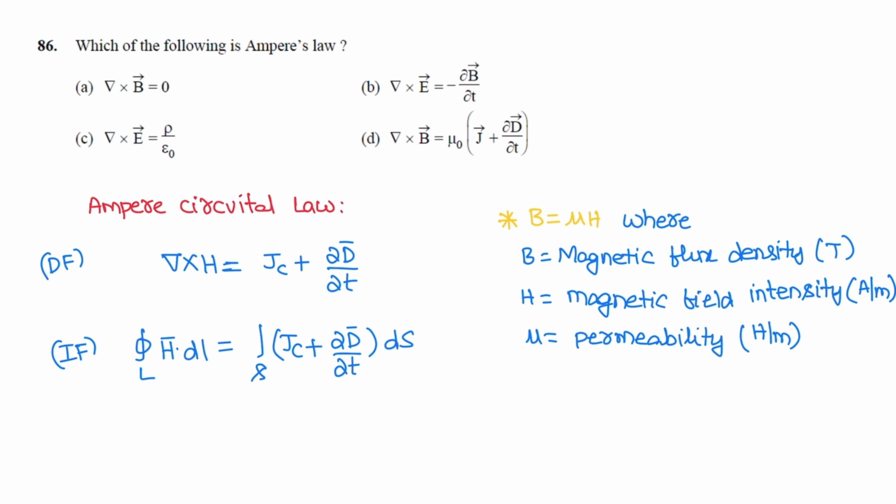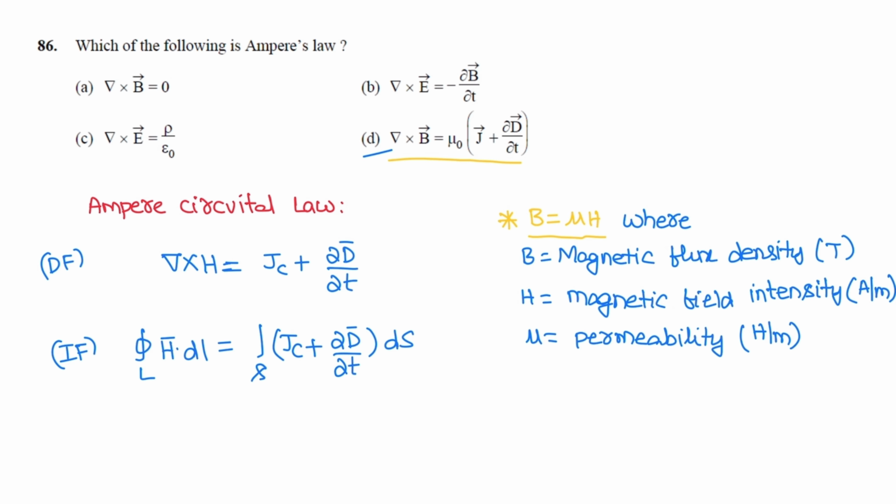Similarly, we know the relation between B and H. B is equal to mu H, where B is magnetic flux density in Tesla, H is magnetic field intensity in ampere per meter, and mu is permeability of the medium. Therefore, del cross H is equal to J bar plus dou D bar by dou t. In terms of B, del cross B is equal to mu naught J bar plus dou D bar by dou t. Correct option is D.